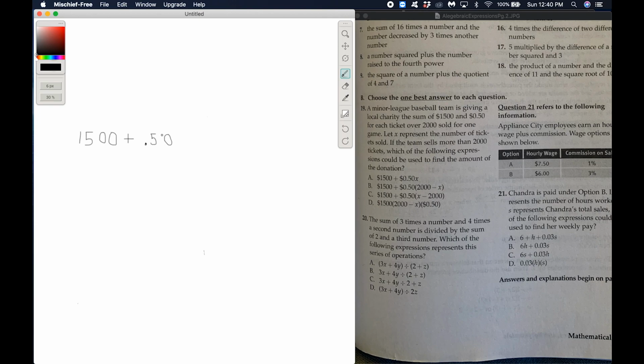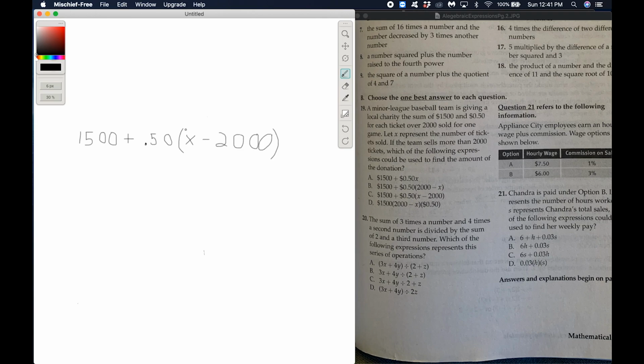They will get 50 cents for each sold over 2,000, so we need to multiply 50 cents by the number of tickets sold, which is X, 50 times X, minus the initial 2,000. Okay, so for example, if they sell 3,000 tickets, 50 cents times 3,000 would be 1,500, but we need to reduce that, so minus 2,000 would be $500. So your answer to that is C, okay?